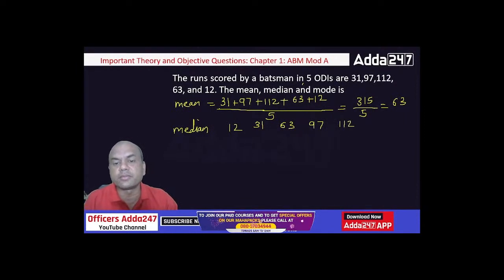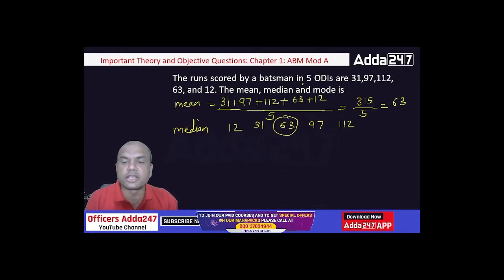So you arrange them in serial order, and once you arrange them in serial order, the central number is the median. This number is the median. So here I am getting the median as 63. Okay, so this is my median. Remember this.